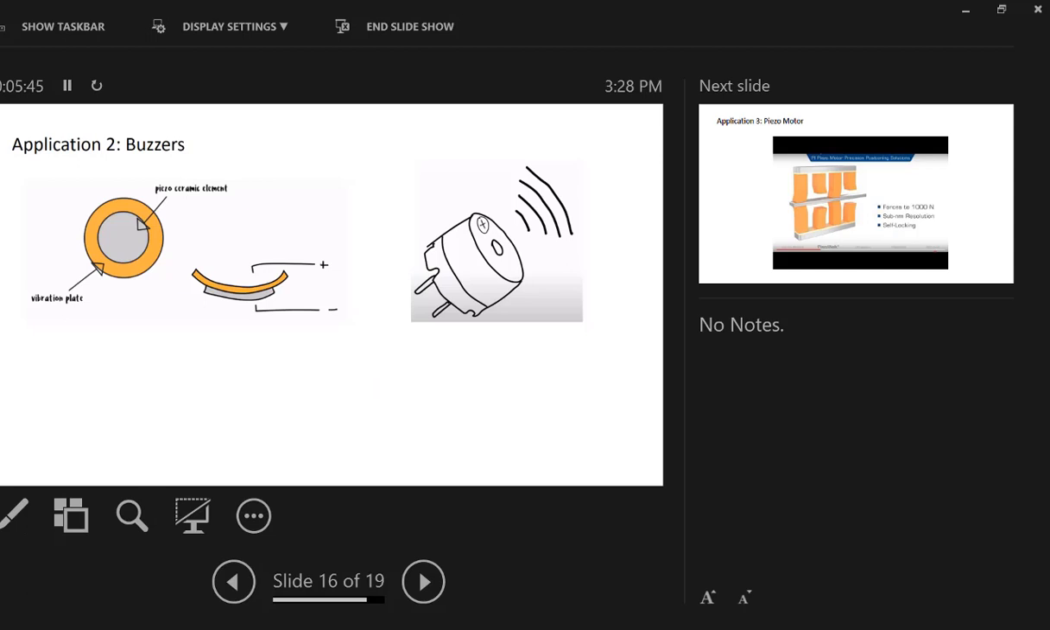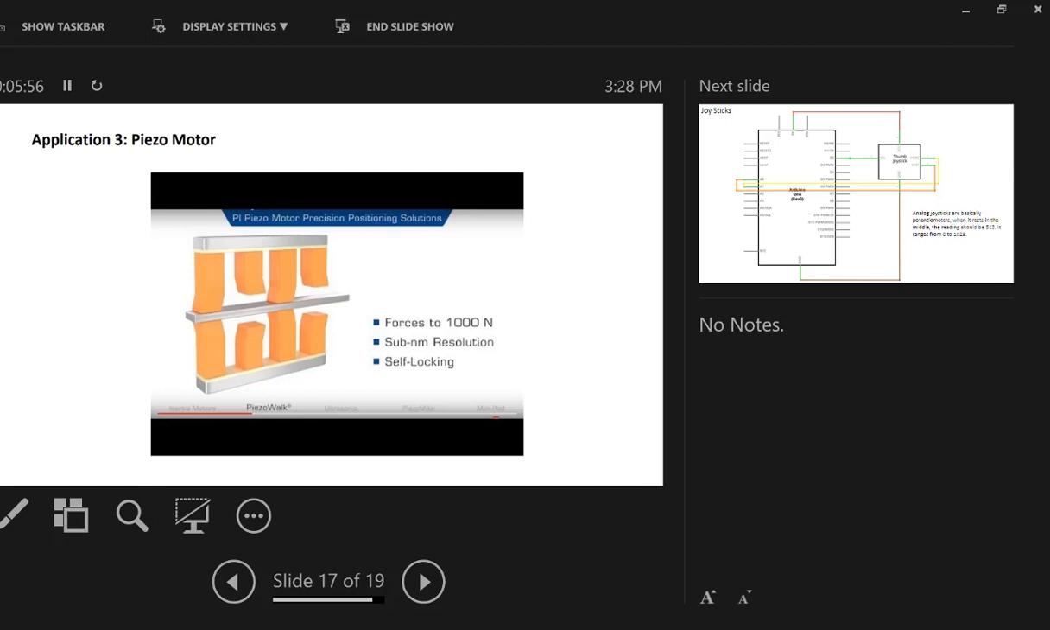And a buzzer is also a piezo device. It converts the voltage vibration into mechanical vibration and creates the sounds. And here is a piezo motor.